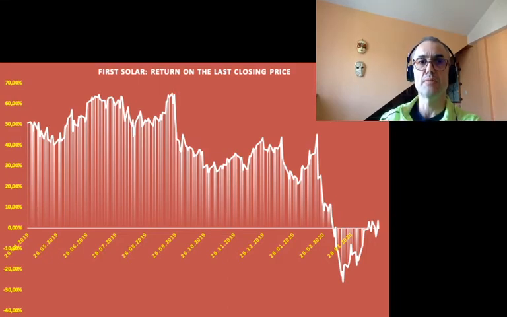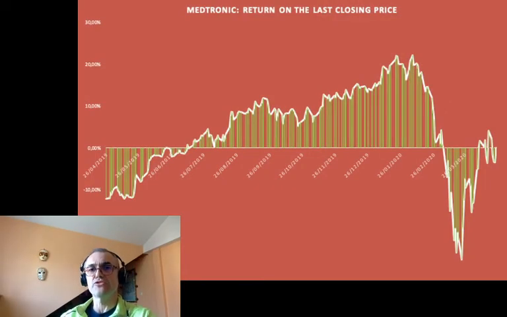Now, another example, that of Medtronic. Medtronic is a company which is much in vogue now because they manufacture globally and distribute globally medical equipment, inclusive of medical ventilators. So they are on, let's say, a rising tide right now. The graph that you can see here is made according to the same assumptions that I made for First Solar.